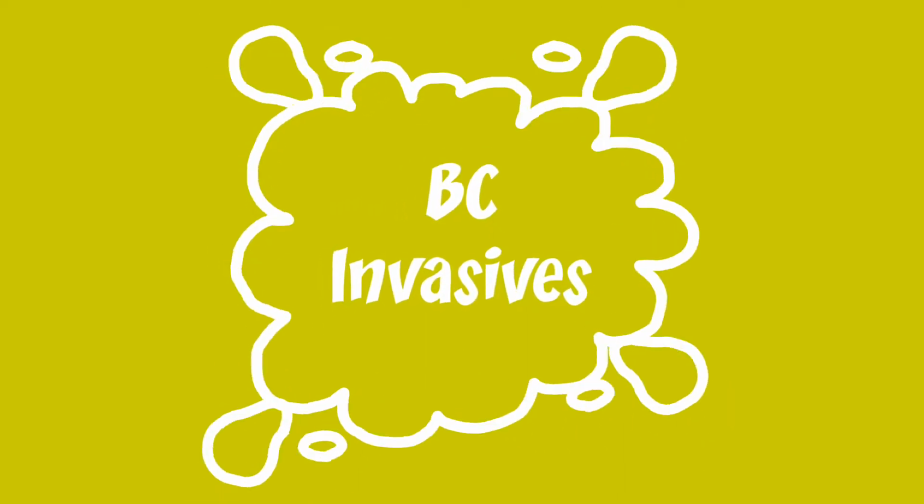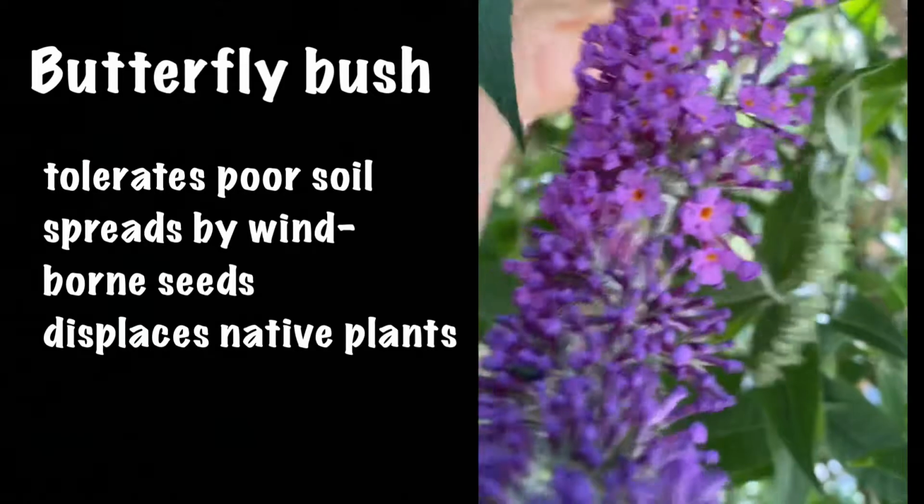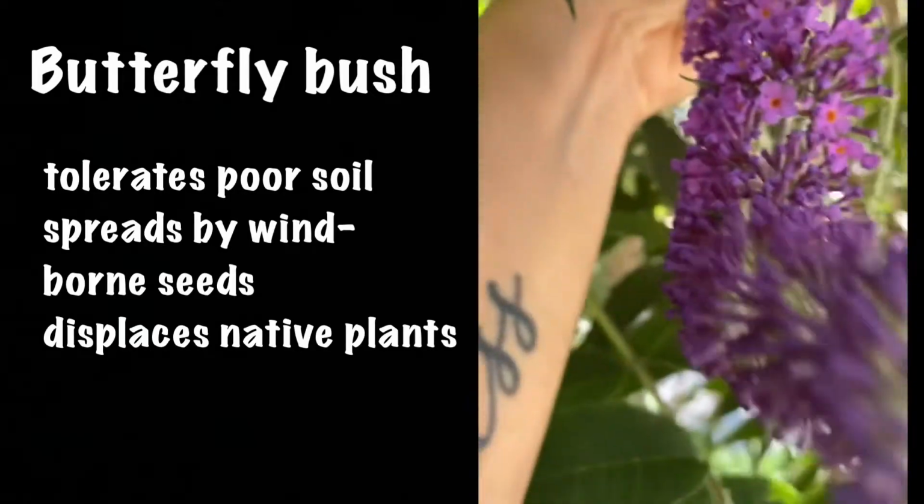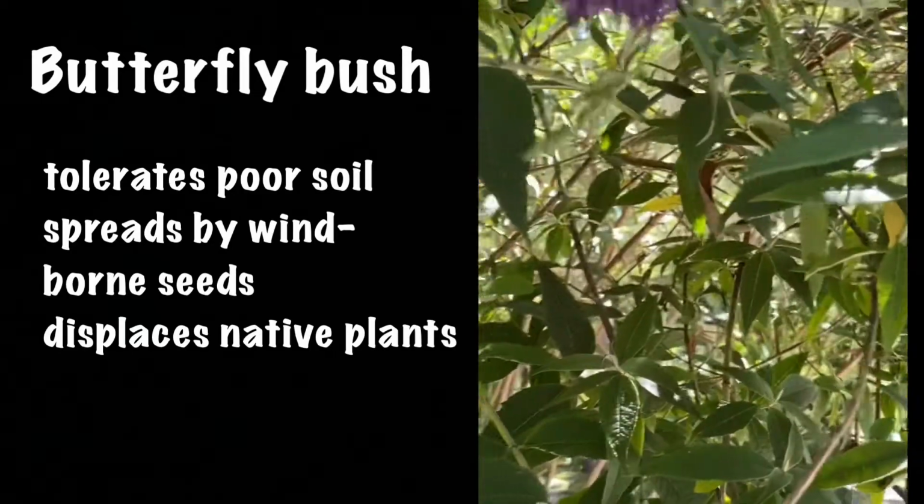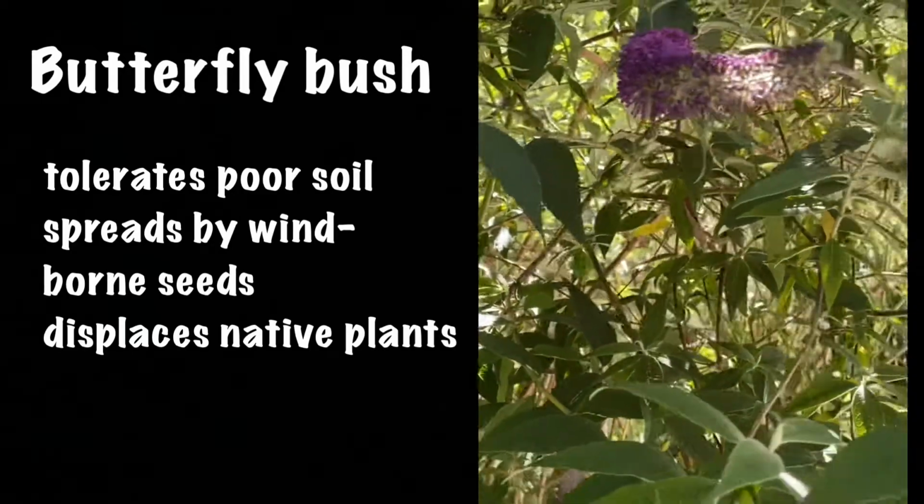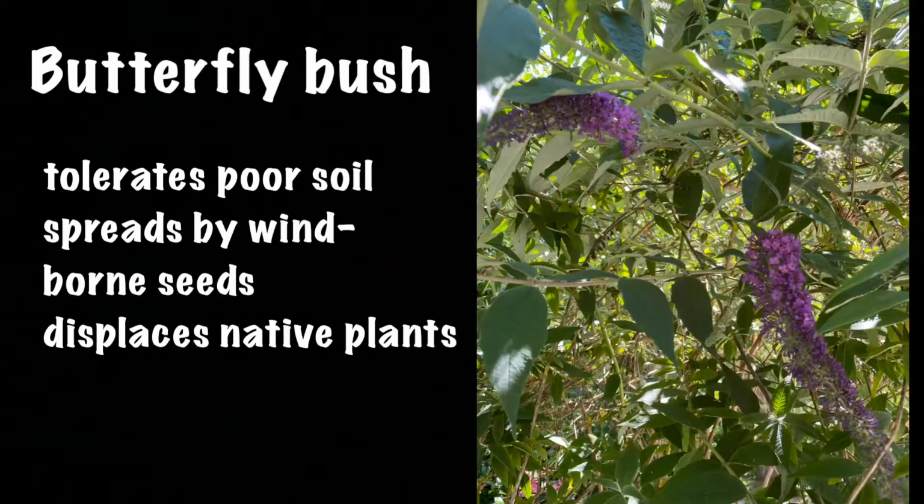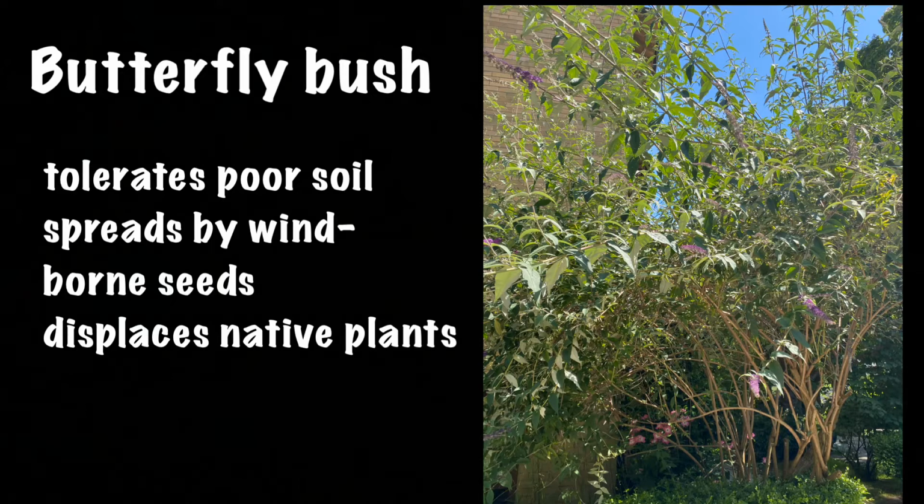Here are some of Metro Vancouver's biggest invaders. Butterfly bush was introduced as a popular addition to flower gardens as it can grow in very poor soil conditions and produces many beautiful flowers that attract a lot of pollinators. Unfortunately, butterfly bush easily escaped the urban garden and spread rapidly by its many wind-borne seeds. Butterfly bush displaces native vegetation in disturbed open areas along coastal forest edges, roadsides, and especially on sunny streamsides and riverbanks.